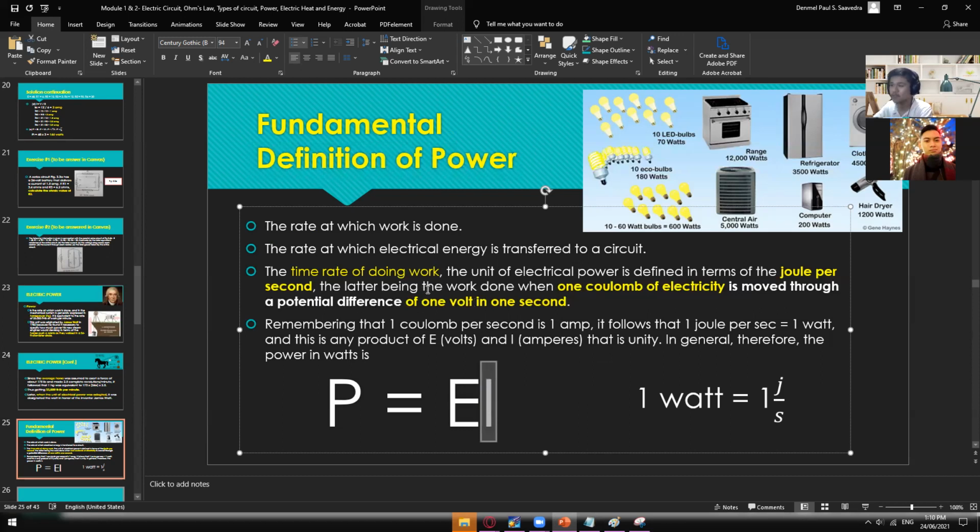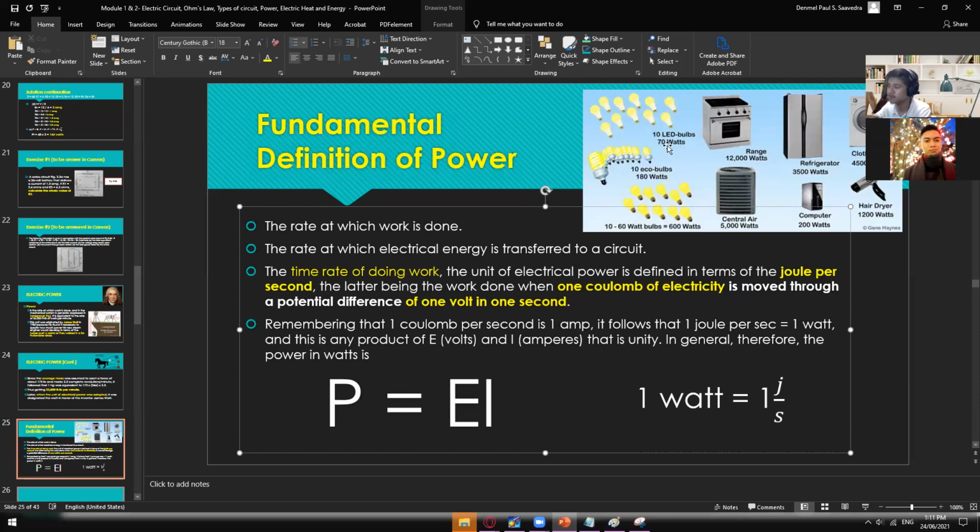But when it comes to mechanical, you should have electricity and then a current. So that is why we have E times I for us to be able to get the power. So it is the rate at which electrical energy is transferred to a circuit, the time rate of doing work. The unit of electrical power is defined in terms of joule per second, the latter being the work done when 1 coulomb of electricity is moved through a potential difference of 1 volt in 1 second.